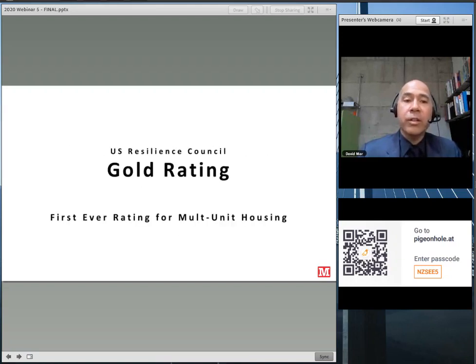Finally, we got the gold rating from the U.S. Resilience Council. It's the first multi-unit housing building to be rated. We also think it's one of the first buildings in the U.S. for people of limited means to be a resilient building. So we're super excited about that groundbreaking news.